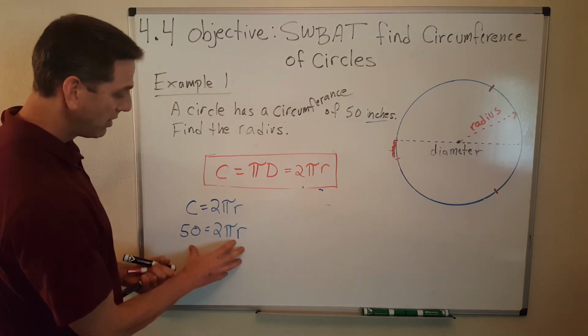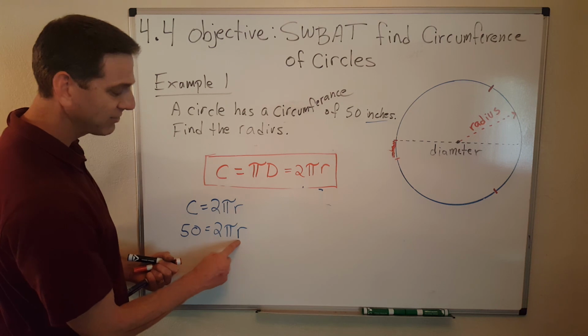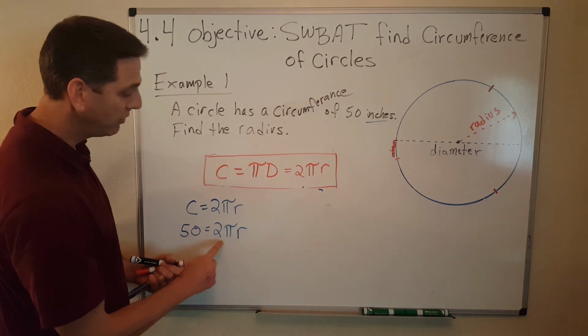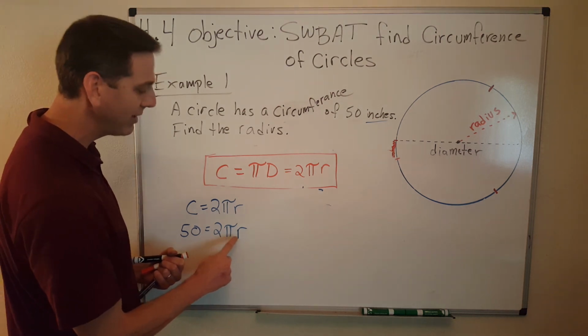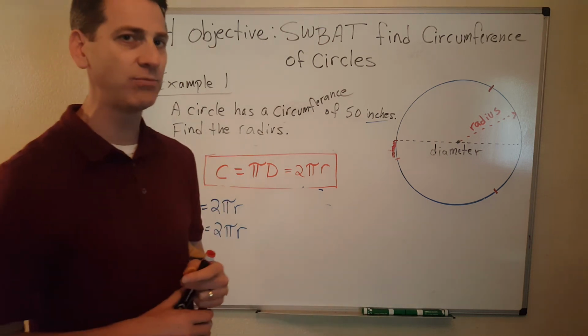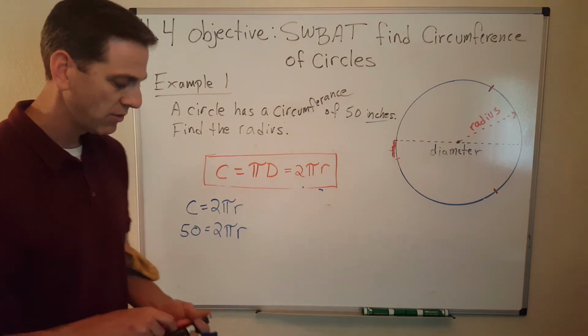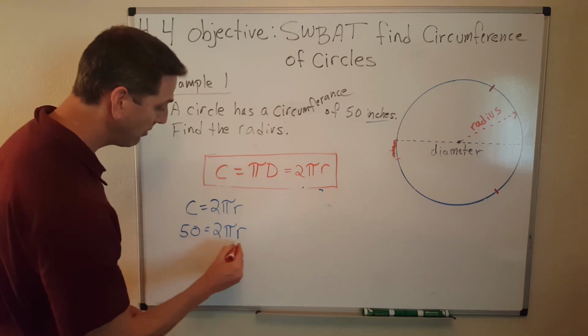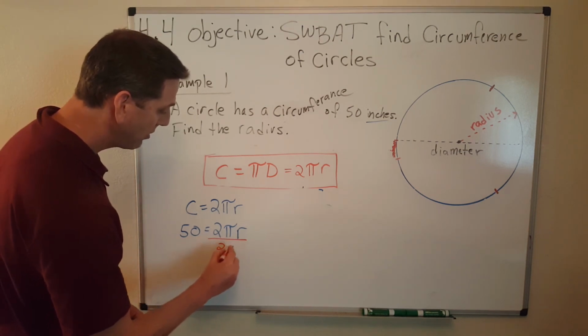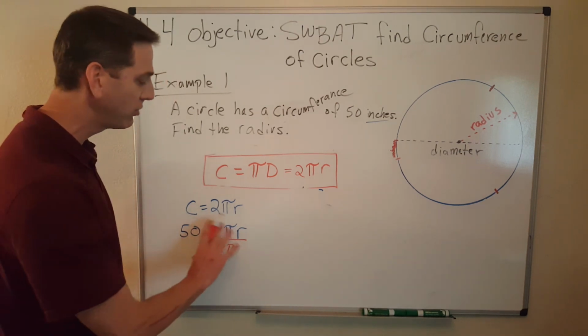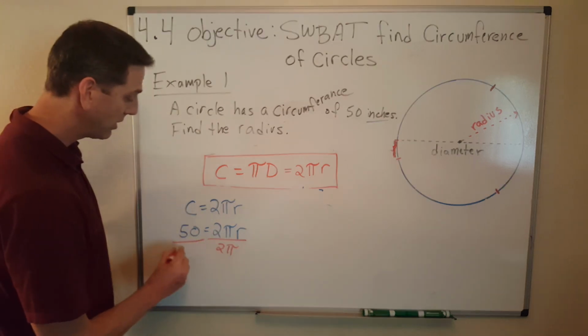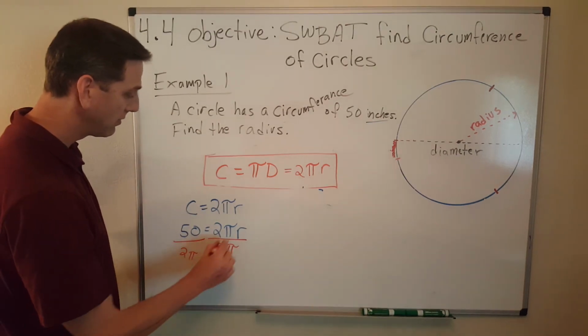Okay, now what I need to do is I'm trying to solve for R. These are all multiplied. This is 2 times pi times R, so I need to understand what's the inverse of multiplication. Well, the inverse of multiplication is division, so I'm going to divide. I'm going to divide by 2 pi, because I want to get rid of the 2 and the pi. But again, I got to do that to both sides.